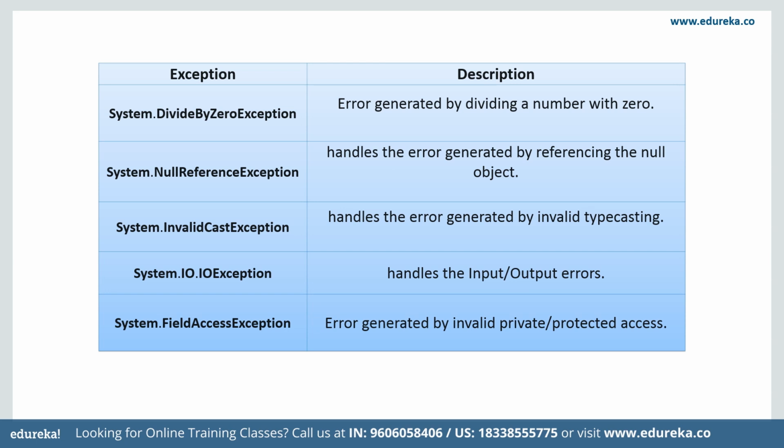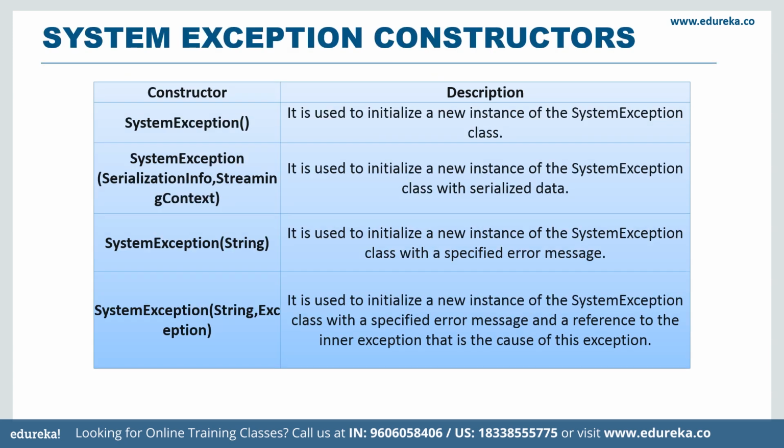Then we have System.InvalidCastException, which handles the error generated by invalid typecasting. Then we have System.IO.IOException, which handles the input-output errors. Finally, we have System.FieldAccessException. This is the error which is generated by invalid private or protected access. Now we shall understand the system exception constructors.